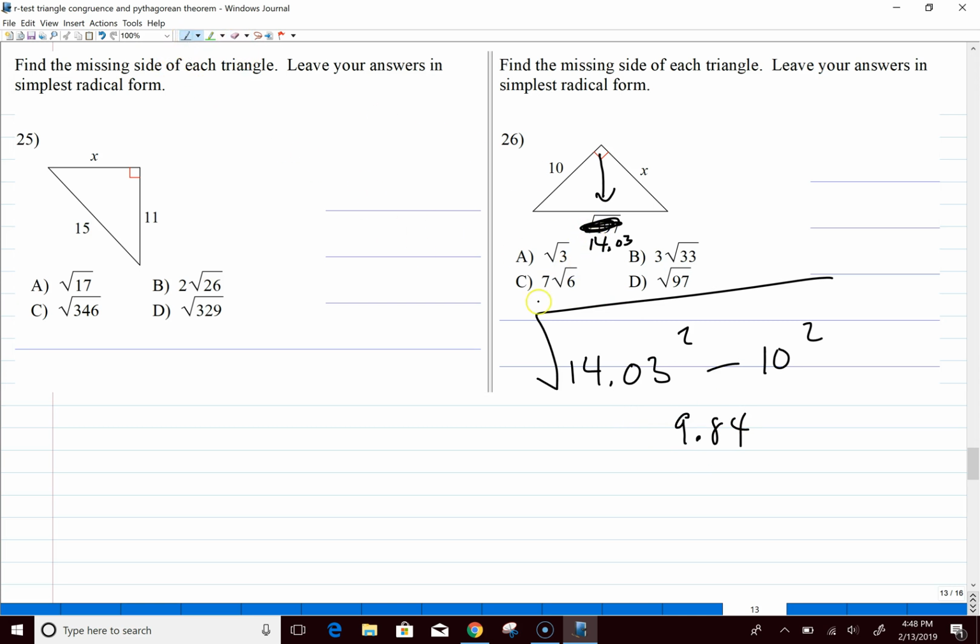So then you need to find 9.84. So letter A. You put letter A in the calculator. The square root of 3 is 1.7. I'm looking for 9.8, so that's obviously wrong. I'll go down here to letter C. 7 square root of 6. That's 17.614. No. Letter B. 3 square root of 33. 17.2. That's wrong. So let's check this one just to make sure. Square root of 97. 9.8. Because this is 9.8. Okay?